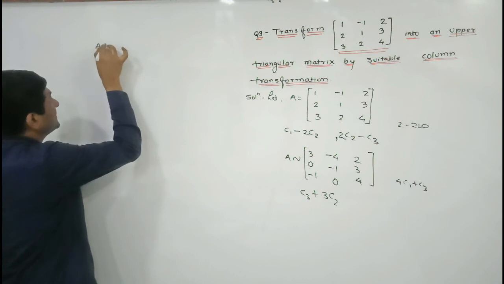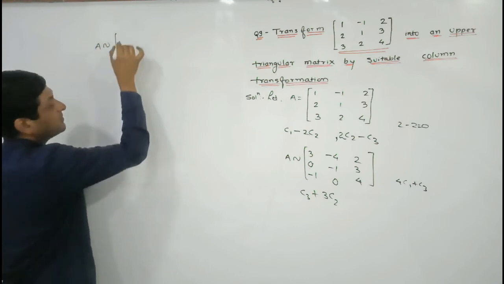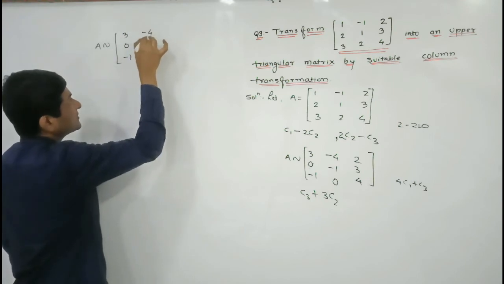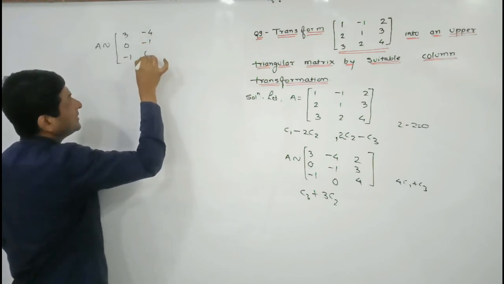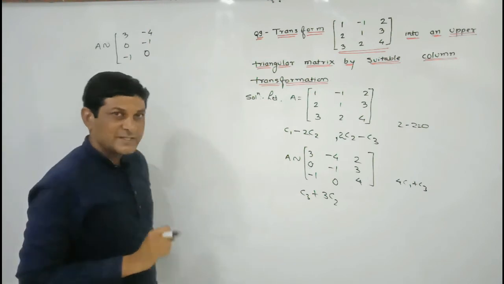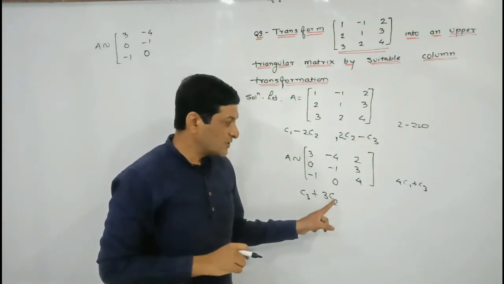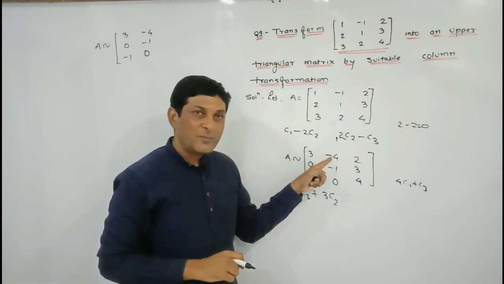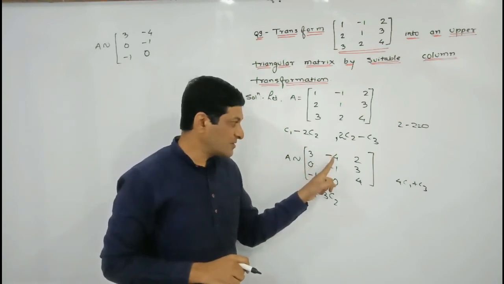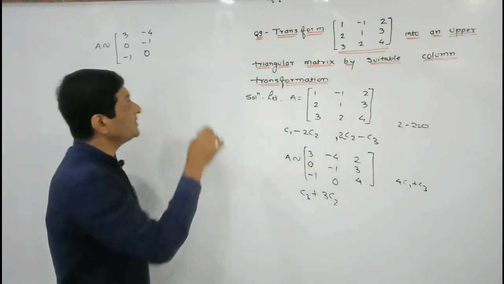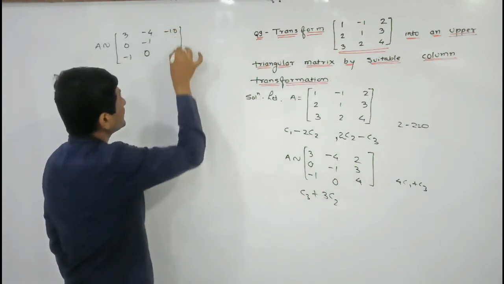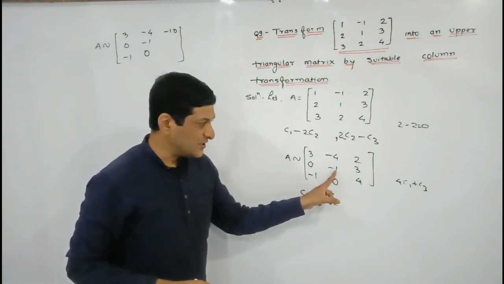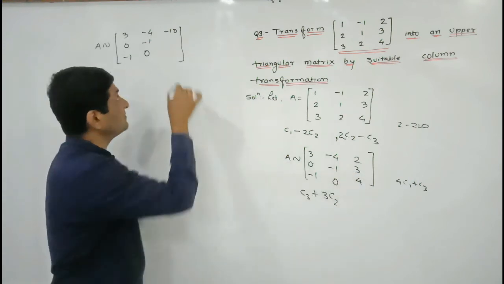So here keep the element of the first column as it is: 3, 0, -1. Keep the element of the second column also as it is. Now we are performing this operation on C3, so we are multiplying C2 by 3 and taking its addition with C3. Multiply by 3. -4 into 3 is -12. -12 plus 2 is -10. Again multiply by 3, so here we'll get -3. -3 plus 3 will become 0.